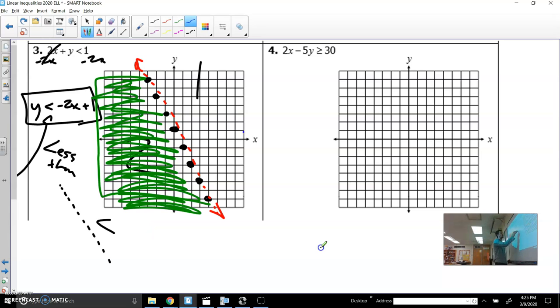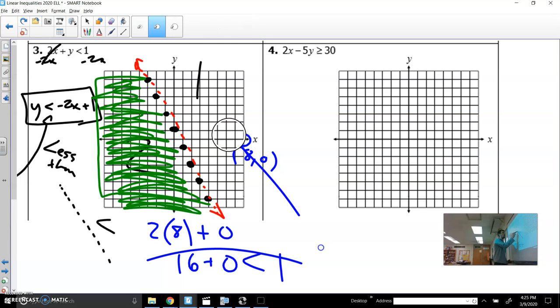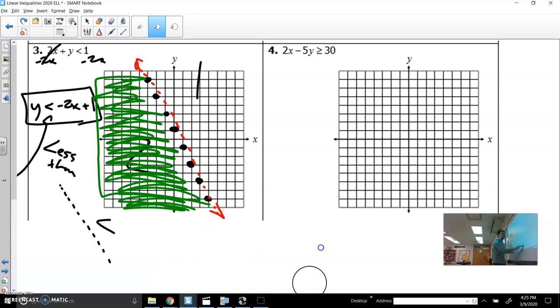But for example, this point way over here, 1, 2, 3, 4, 5, 6, 7, 8, 0. This point is not in the solution space. 2 times 8 plus y, or 0 in that case. See, this is giving you 16. Is that less than 1? No. And that's why this point is not in the solution when we shaded it. So we can always take a moment to test to see if we did it correctly. Are the points that we say are in the solution, do they work when you substitute them into the problem?